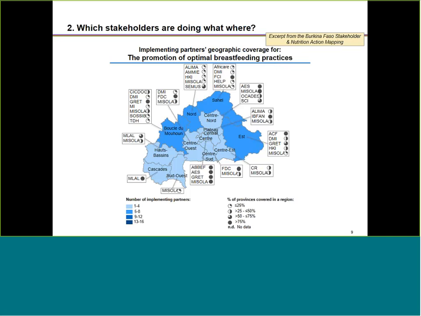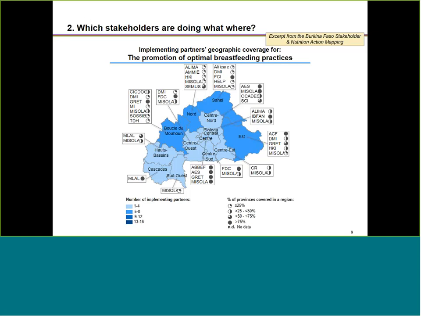The next question is, which stakeholders are doing what and where? The mapping exercise allows countries to understand where each action is being implemented, and which stakeholders are working in each subnational geographic area. In this example from Burkina Faso, the mapping shows the geographic coverage of field implementers working on the promotion of optimal breastfeeding practices. Regions are shaded in blue, ranging from light blue, where 1 to 4 stakeholders are present, to dark blue, where 13 to 16 stakeholders are present.